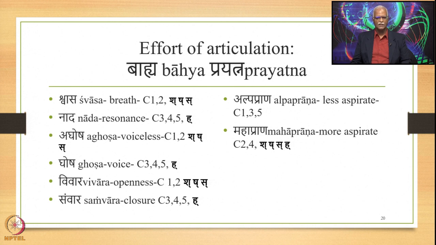Similarly, there is another type of bahya prayatna called alpaprana and mahaprana, less aspirate or more aspirate. So columns 1, 3 and 5, they are called less aspirate, whereas columns 2 and 4 and sh, sh, s, h, these are called more aspirate or mahaprana. So now when sandhi happens and when a particular substitute comes in place of a particular substituent, the selection of the proper substitute is made on the basis of all these features. The abhyantara prayatna primarily, and then also sometimes bahya prayatna.